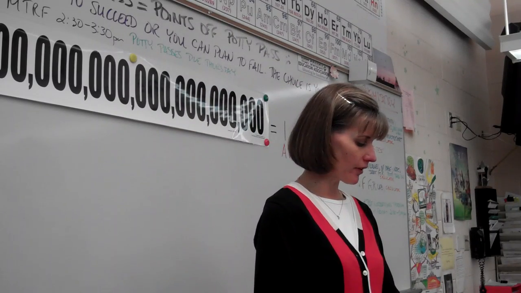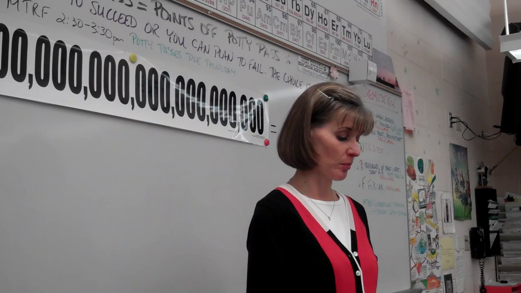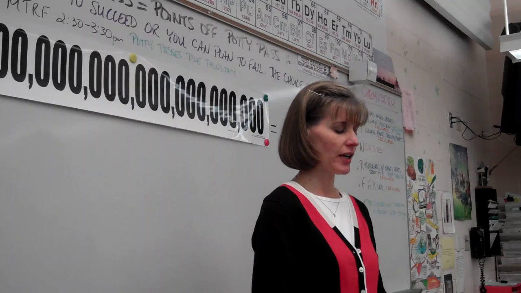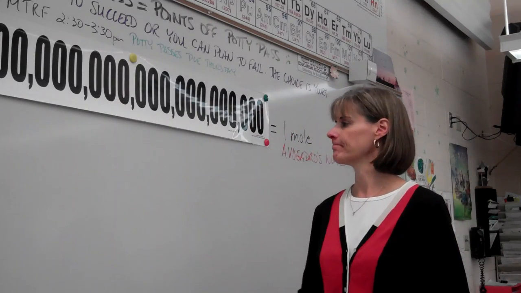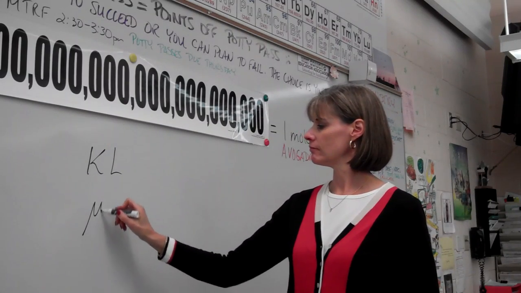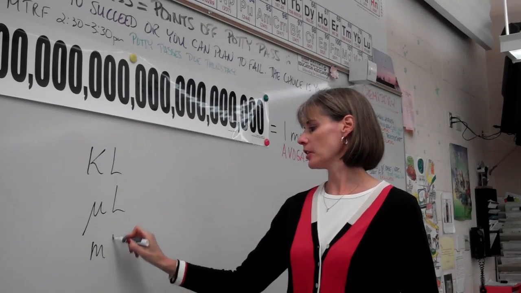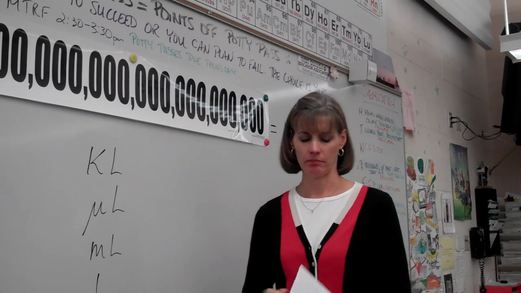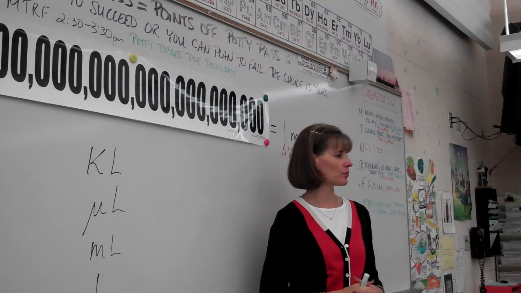Alrighty, number 12. How to arrange the SI prefixes from smallest to largest, largest to smallest. So, say I gave you these examples: kiloliter, microliter, milliliter, and liter. Arranging those from largest to smallest, smallest to largest.